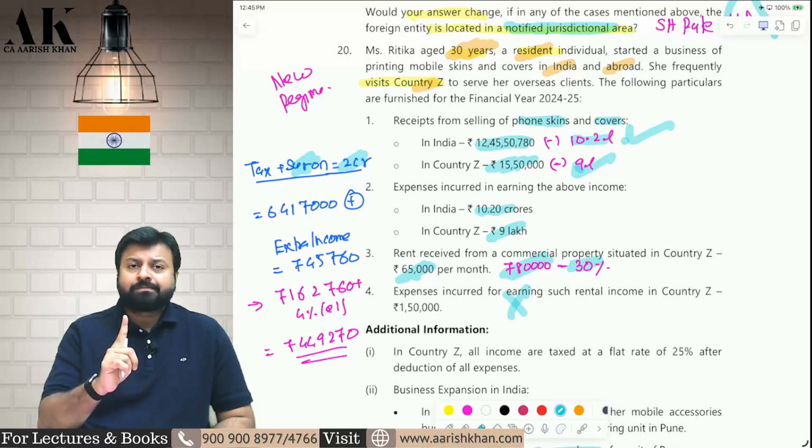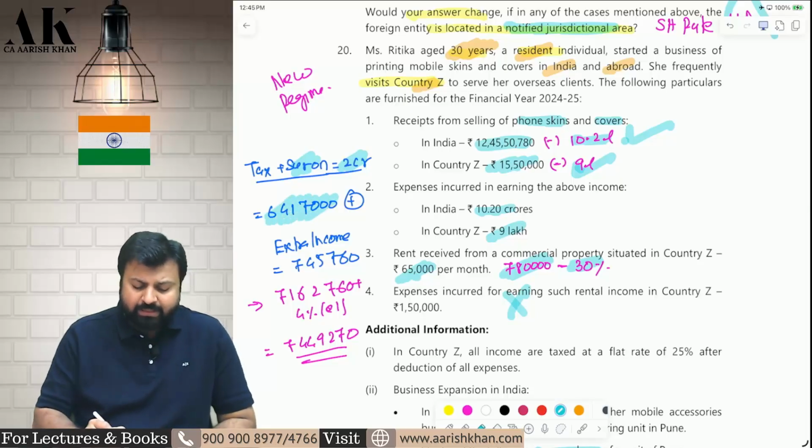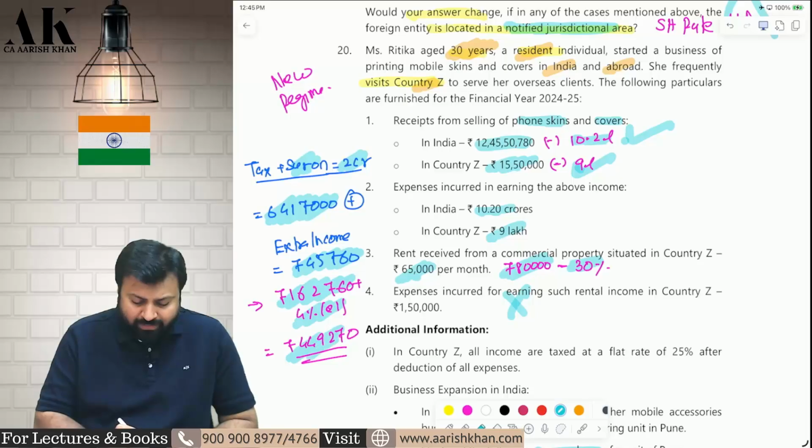Apply slab rates. Then apply 15% surcharge. You will get 64 lakh 17,000. Then extra income is 745. Add extra income and then add cess on that. You will get your tax.